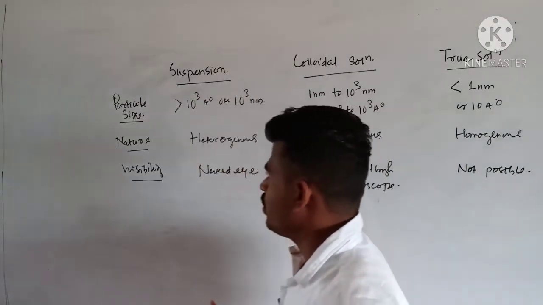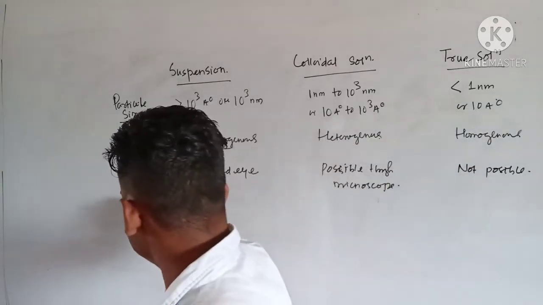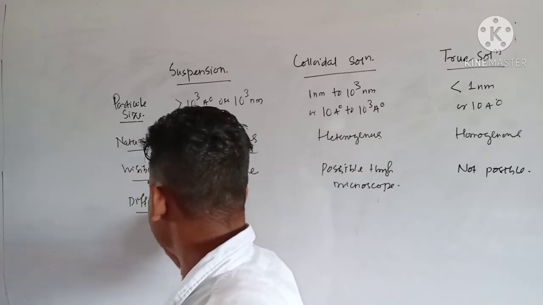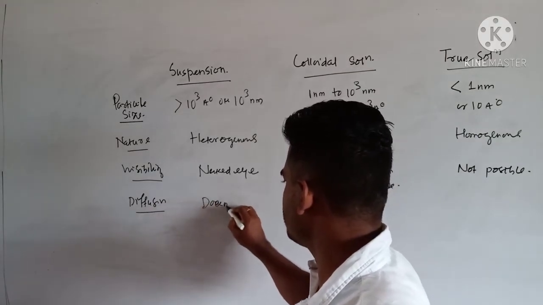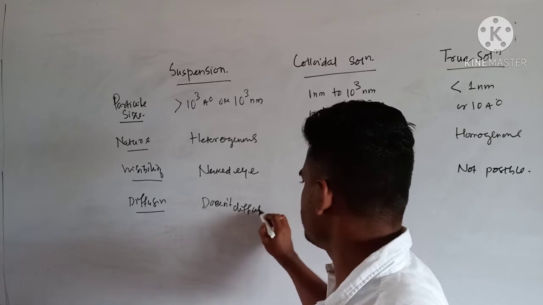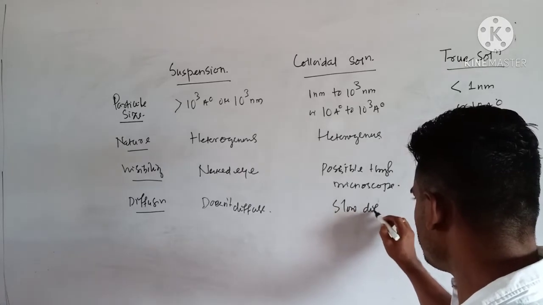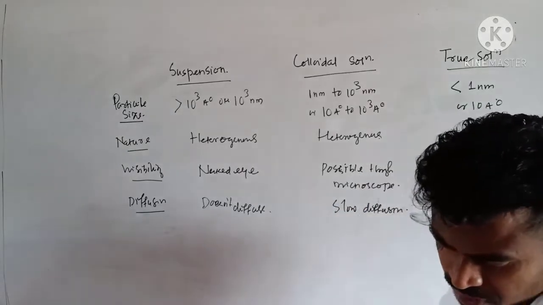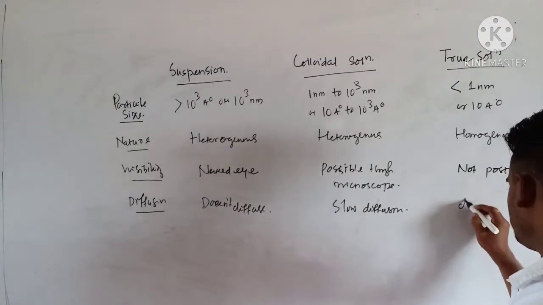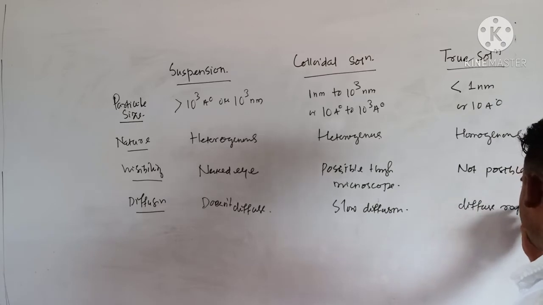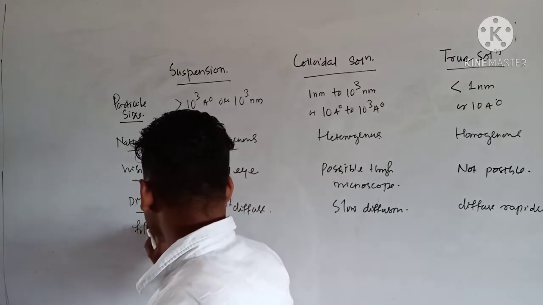Next we will go through different properties, like diffusion. First of all, the suspension does not diffuse. In case of colloidal solution you can have very slow diffusion. And true solution diffuses rapidly.